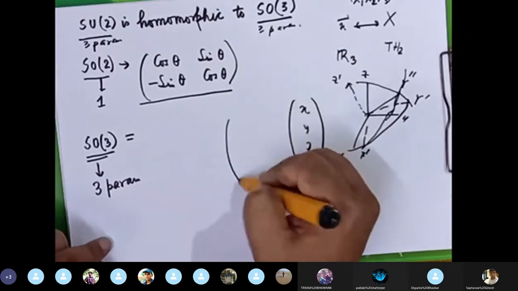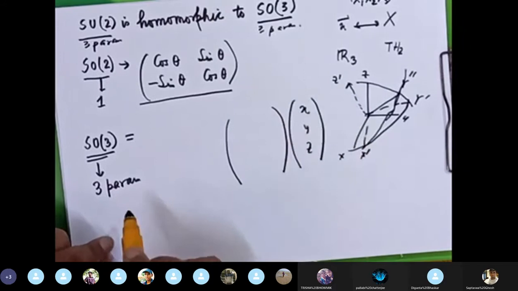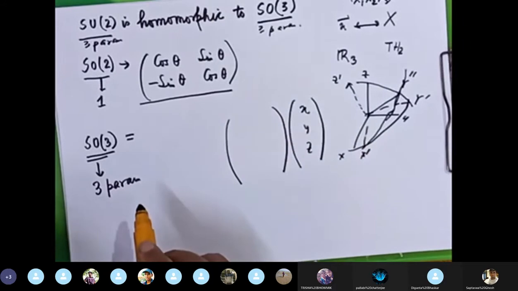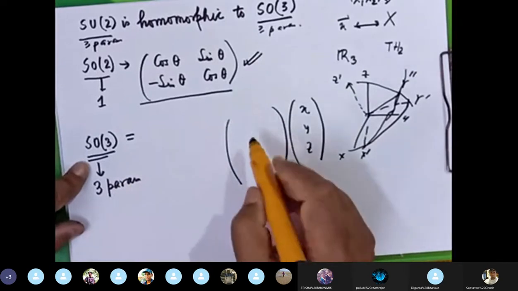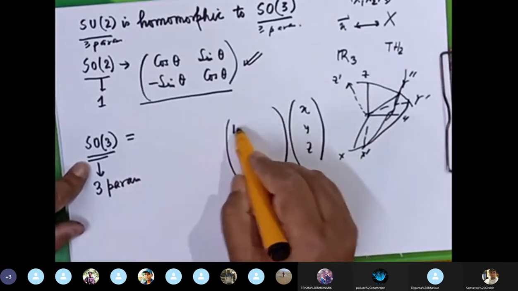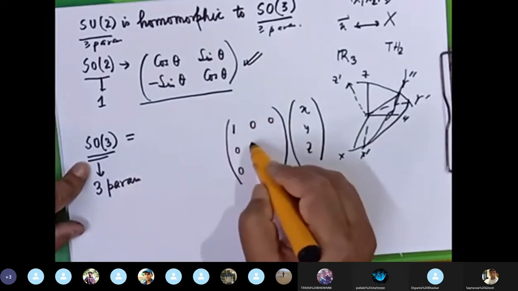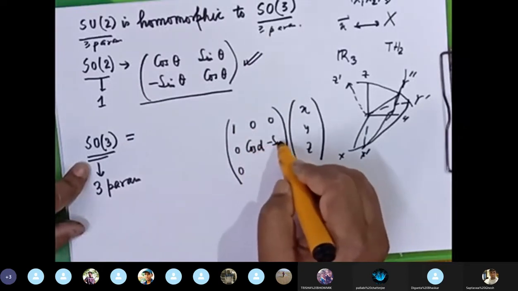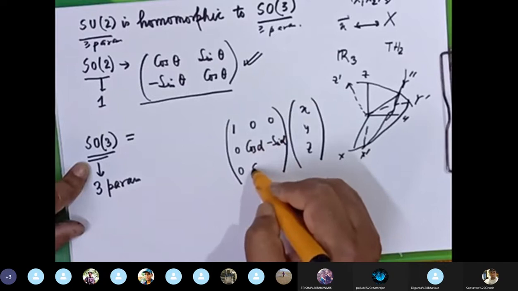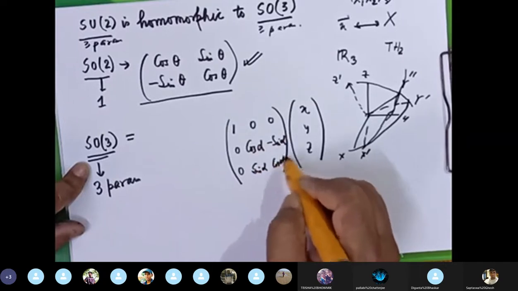So what will be? About the x-axis you are changing by an angle alpha. That means y, z are changing. X is not changing. So basically it is a rotation in the y, z plane only. And in one plane this matrix has this form. So the rotation matrix in this case will be 1, 0, 0, 0, 0, cos alpha, minus sin alpha, cos alpha. You get it?